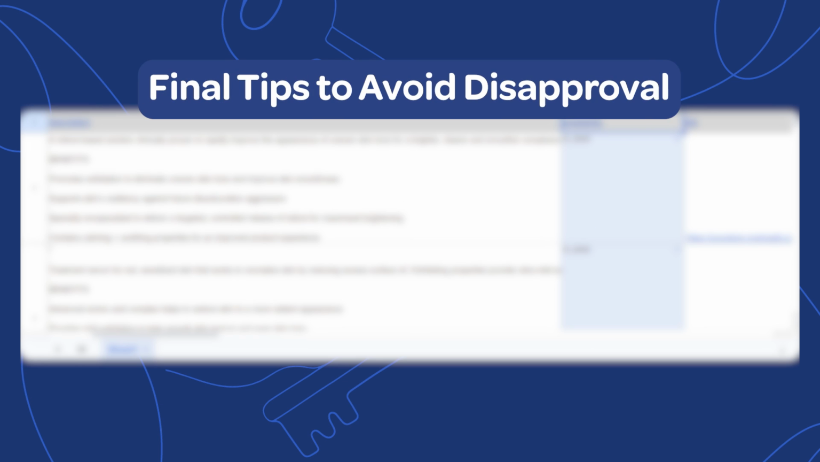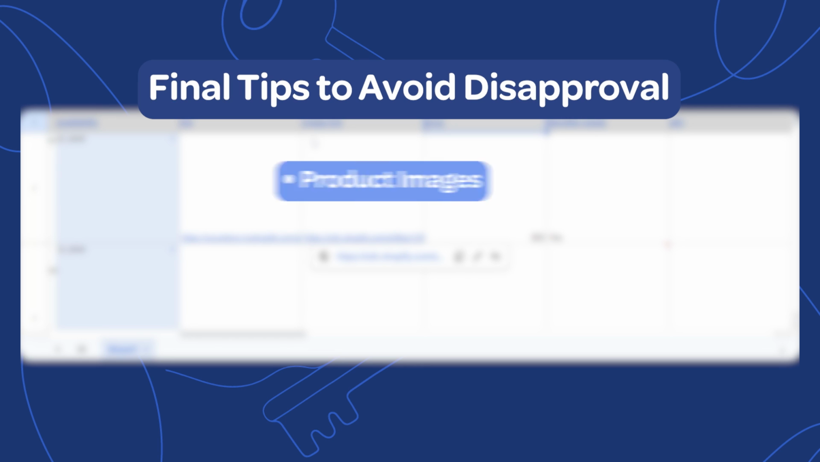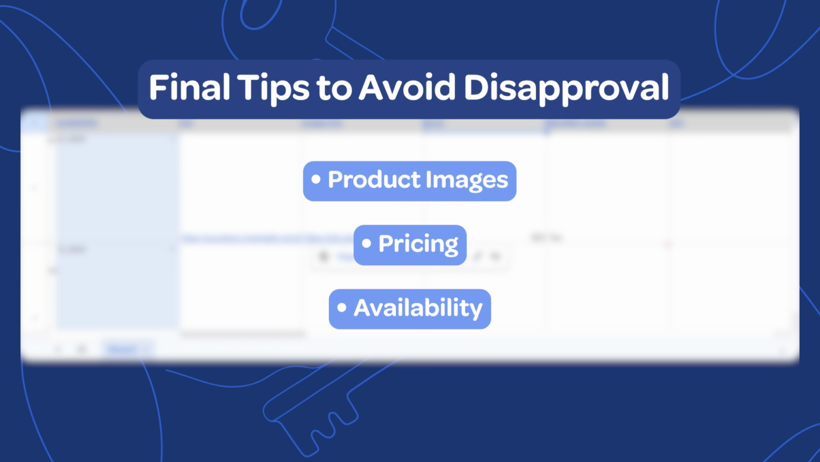Now, let's wrap up with a few final tips to help you avoid common issues. First, keep your feed updated regularly, especially your product images, pricing, and availability. These are some of the most common reasons for disapprovals. Always make sure that your product info in Merchant Center matches what's on your website.